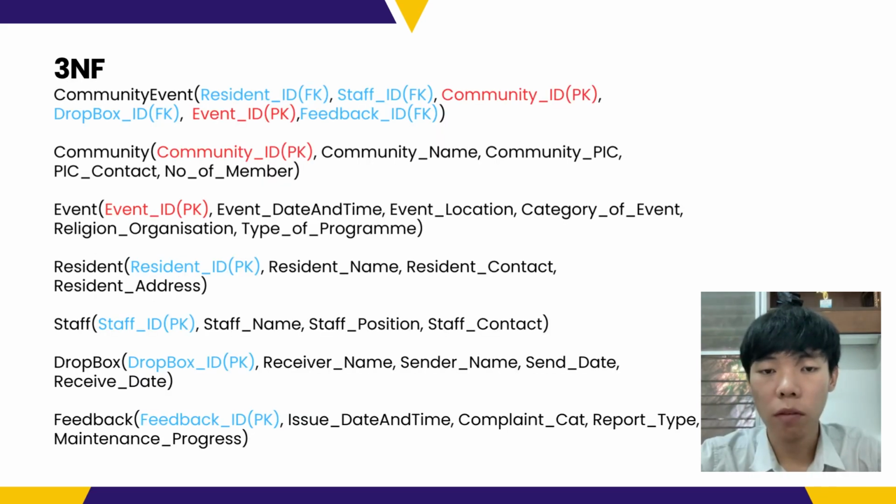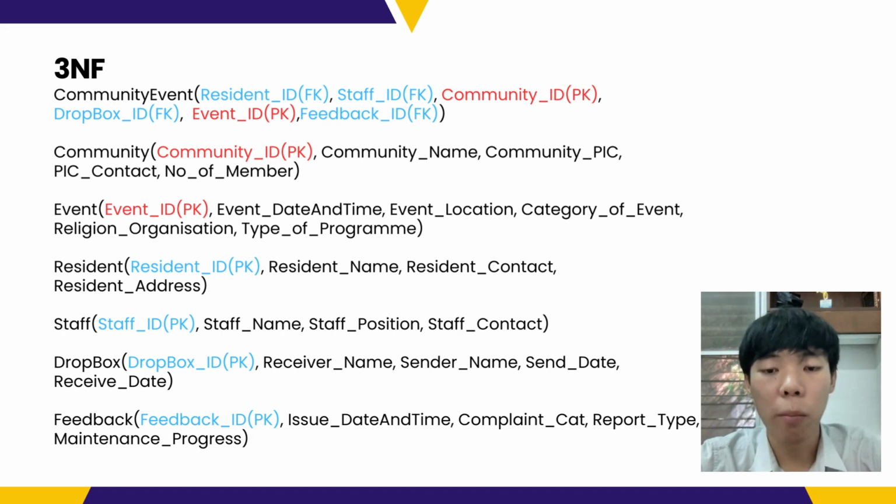The last is third normal form. Third normal form is to identify foreign keys from the community event. So we have identified 4 foreign keys from the community event. We bring them out to create an entity for each foreign key. So we can see that we bring out resident ID as primary key, and we create an entity named resident, and its attributes are resident name, resident contact, resident address. Same as staff ID, we bring out as primary key for staff, and its attributes are staff name, staff position, and staff contact.